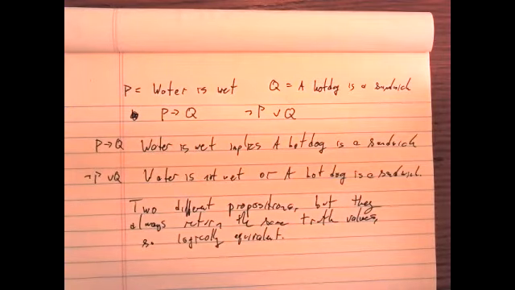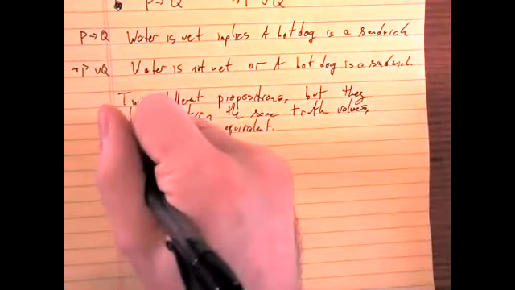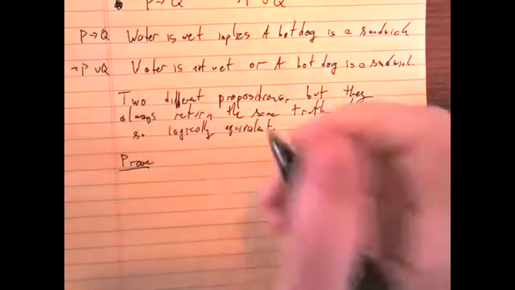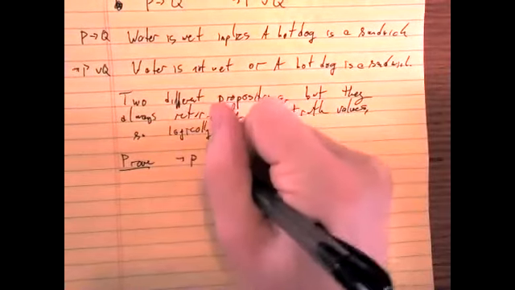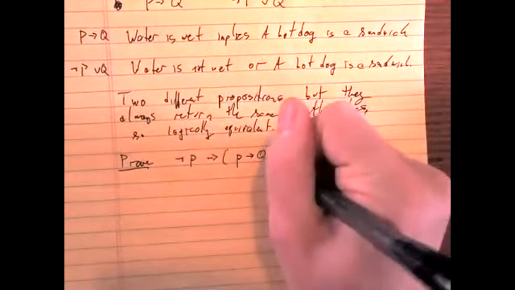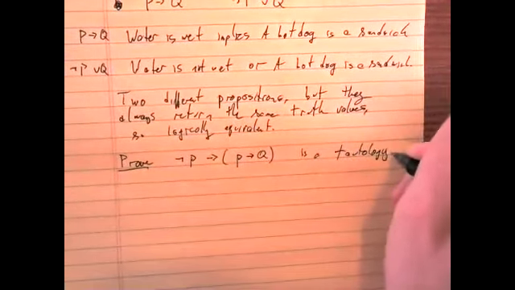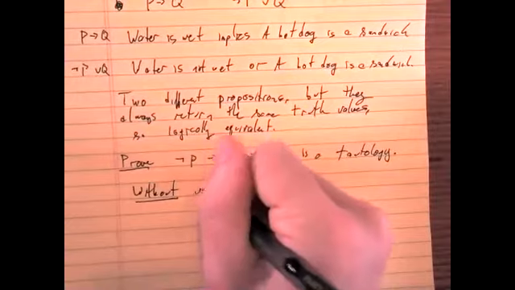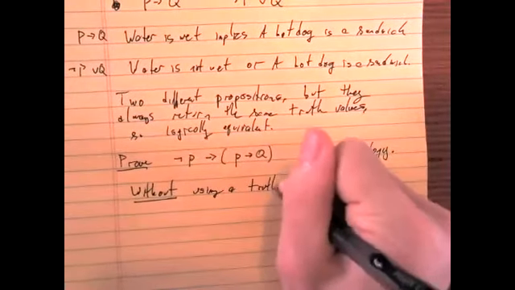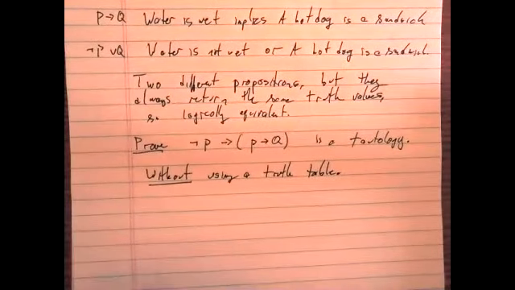Okay, so what we want to do next is I want to show you something like this. So prove that the proposition not P implies Q is a tautology without using a truth table. I'll give you a couple minutes to think about this.